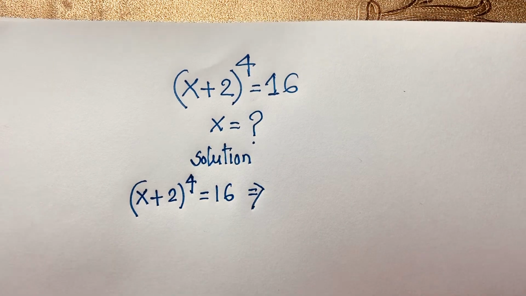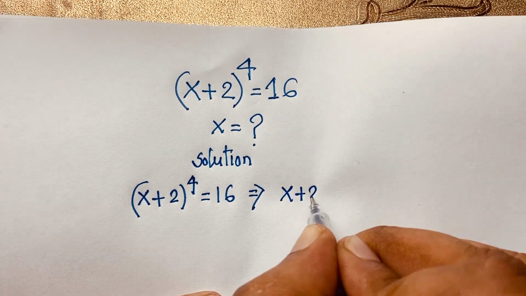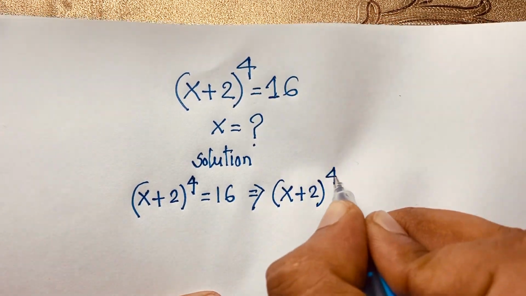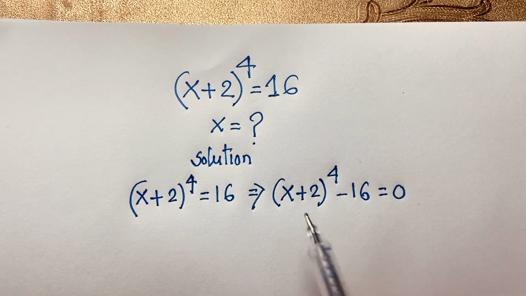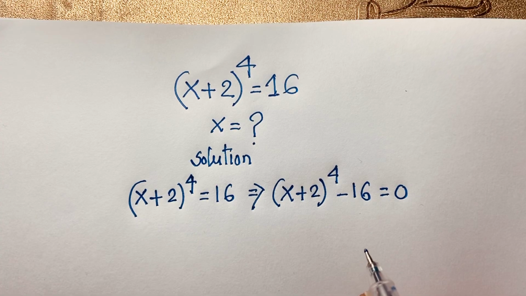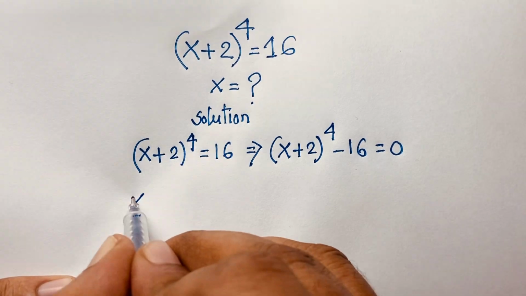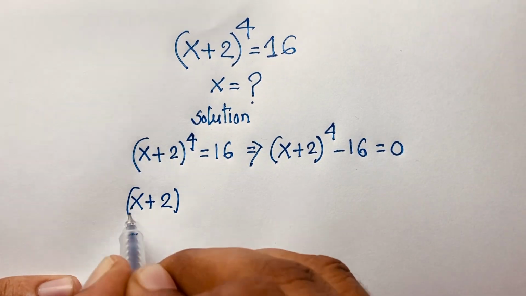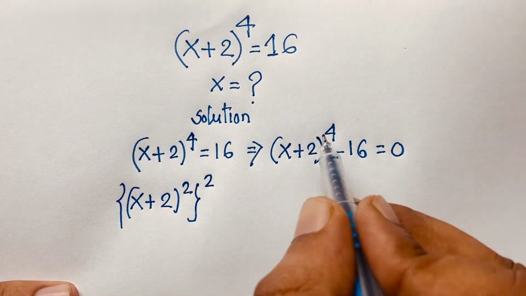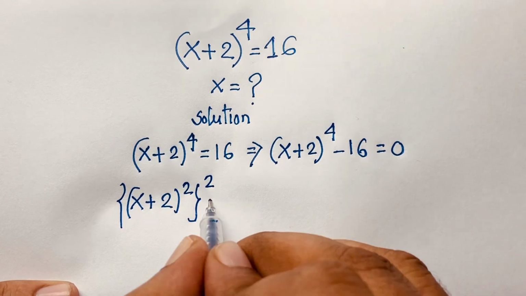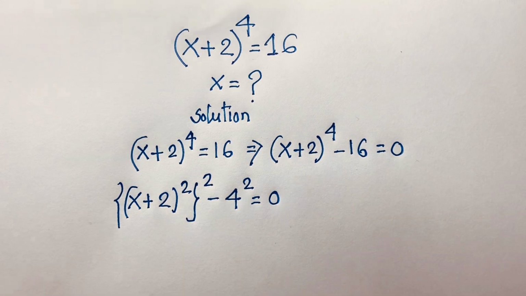Now at this moment I can settle this exponential equation. It will be (x + 2)^4 - 16 = 0. I just move this 16 to this side, so it becomes negative 16. Now here (x + 2)^4 can be written as ((x + 2)^2)^2, because 2 times 2 is 4 according to the exponential law, minus 16, which is 4^2, is equal to 0.